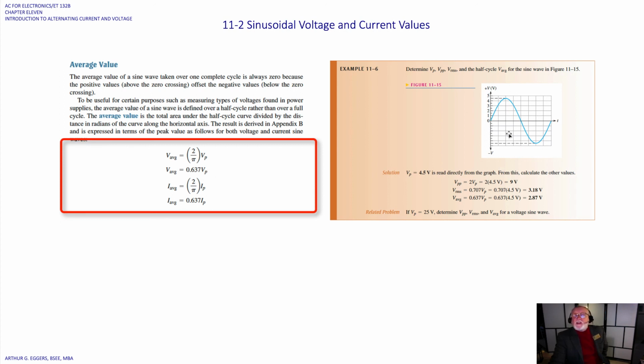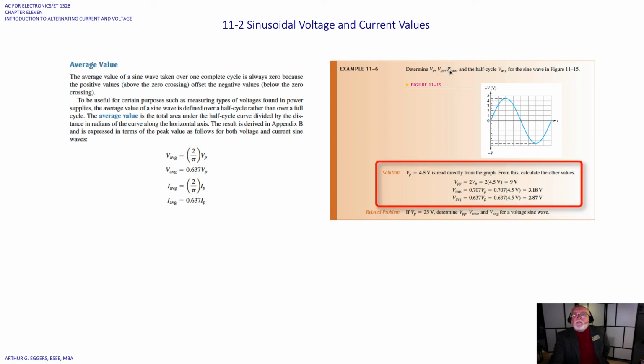If we take a look at this example, determine V peak, peak to peak, VRMS, and the half cycle average for this sine wave. You can see we've just run our values through here. 2 times the peak, and the peak here was 4.5, so 2 times 4.5 gives us 9 volts. The RMS value, 0.707 times that, gives us 3.18, and the average value, 0.637 times the peak, gives us 2.87. So in every case, you see the value is different.